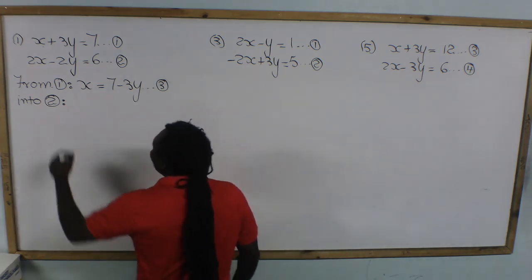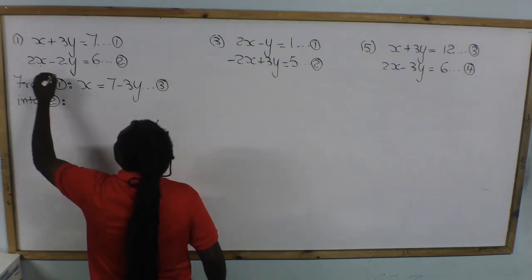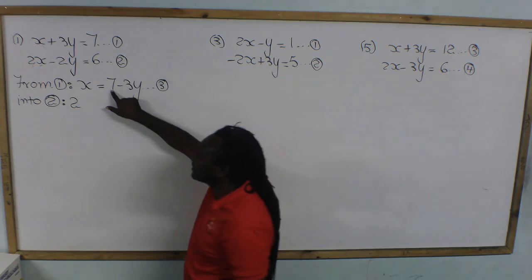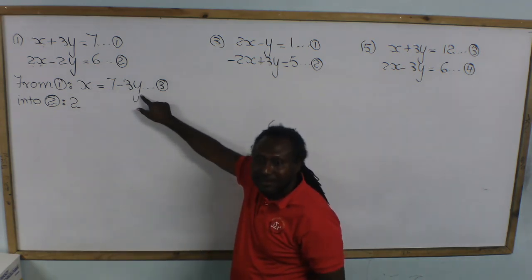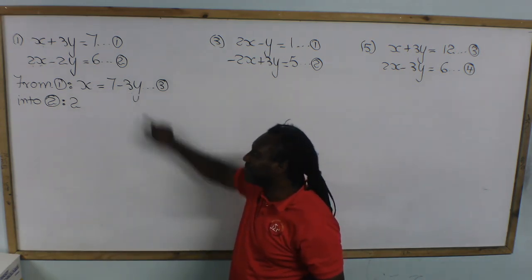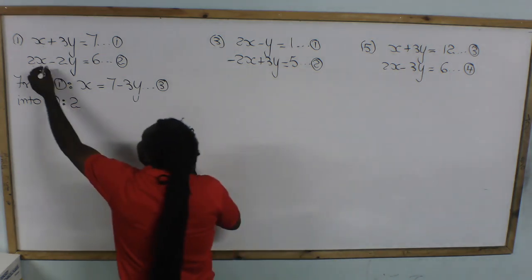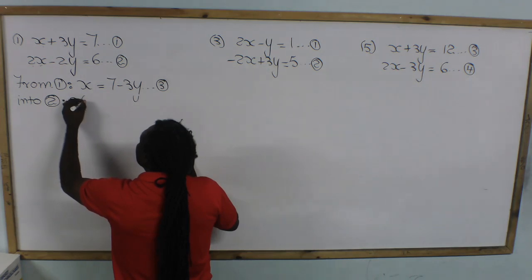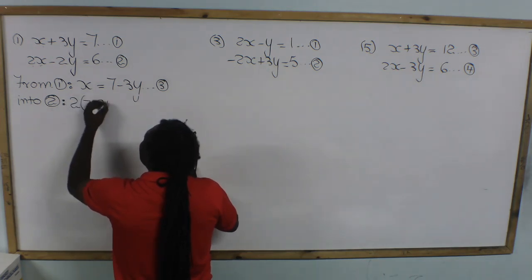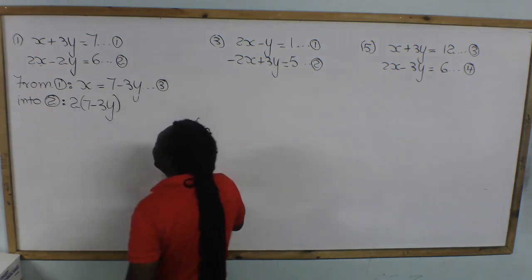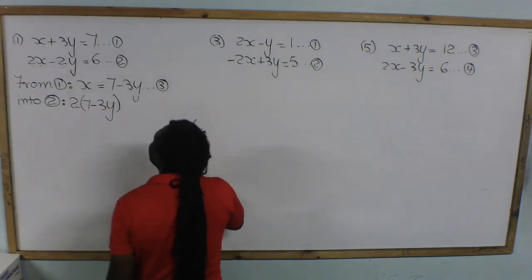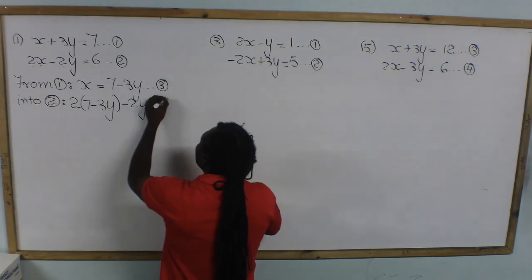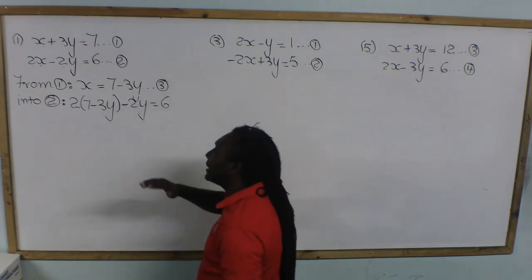So we put that into equation 2. So we begin here. 2x. So 2, and what is x that we have here? 7 minus 3y. So where we see x, we put 7 minus 3y. 7 minus 3y. And then we are here now. 2y is equal to 6.